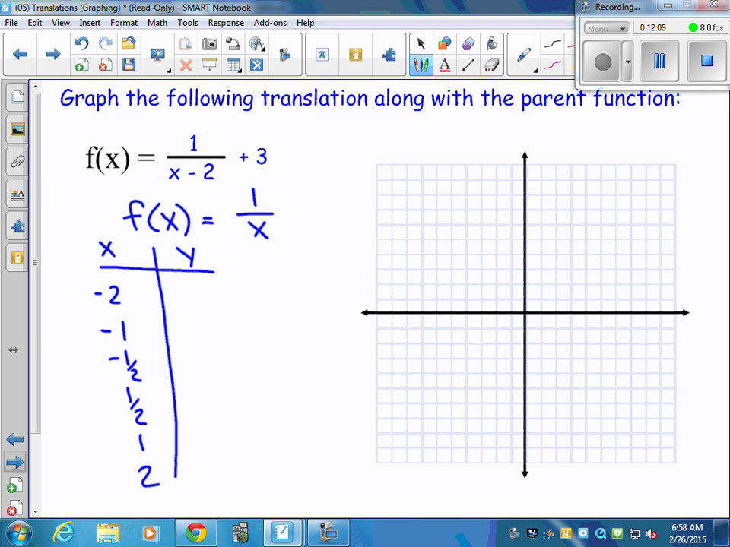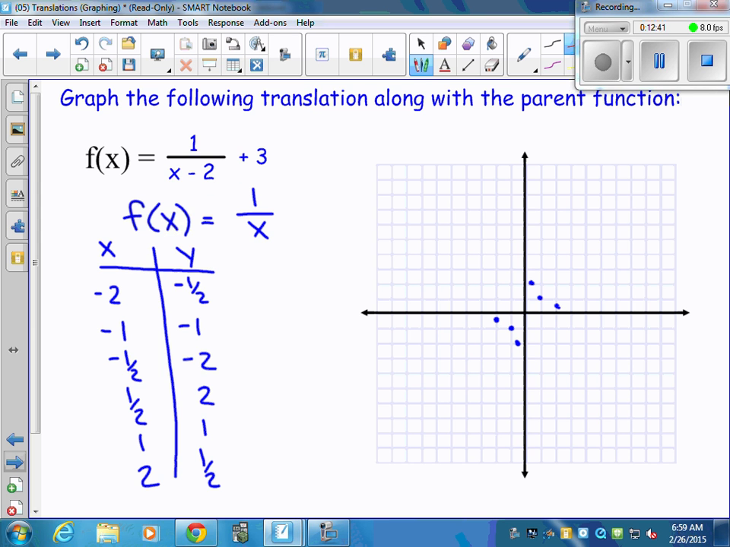So when we plug in a -2, we get a -1/2. When we plug in a -1, we get a -1, then -2, +2, +1, +1/2 for the graph. So our initial graph has kind of a butterfly look to it. We've got 2 distinct parts to this graph because when you plug in 0, 0 does not work in the function.